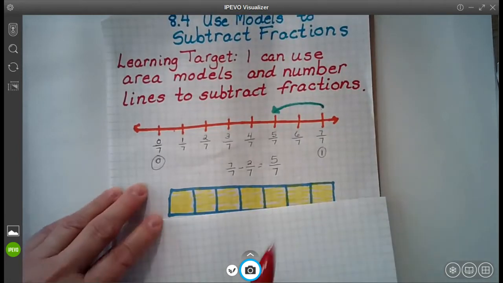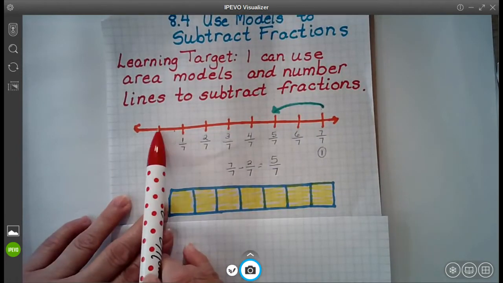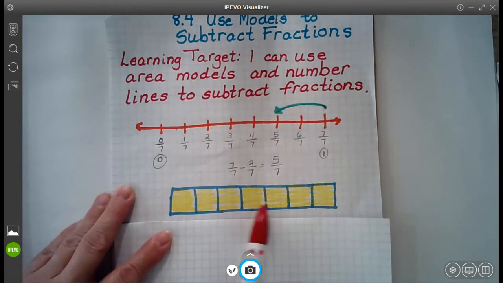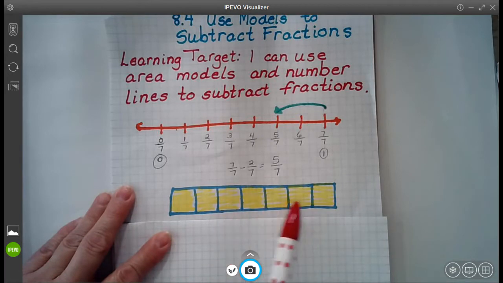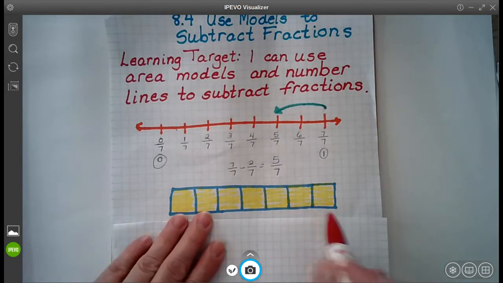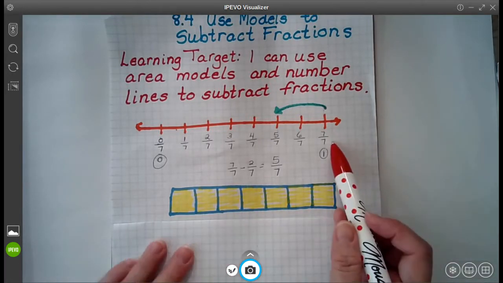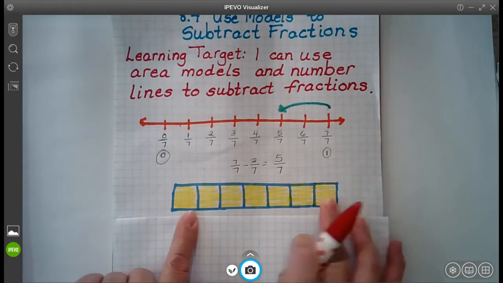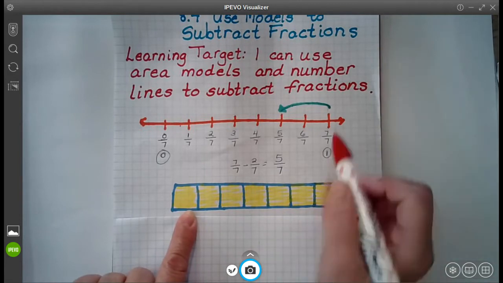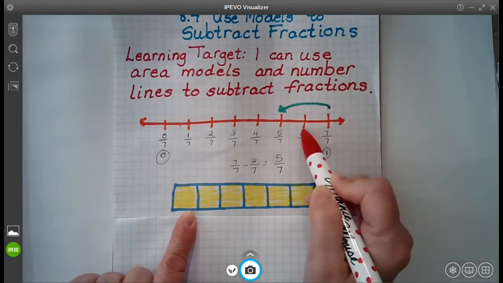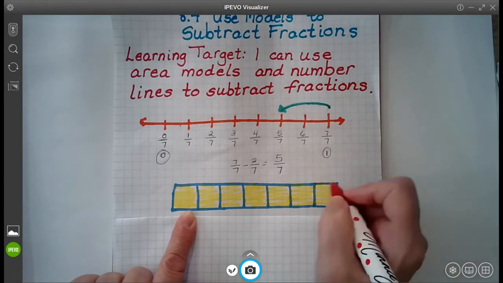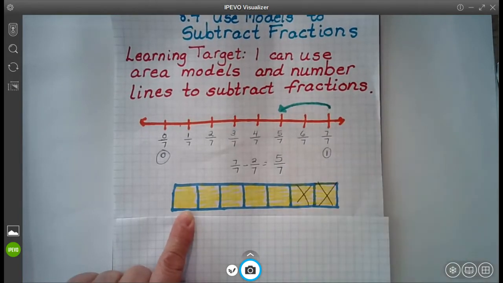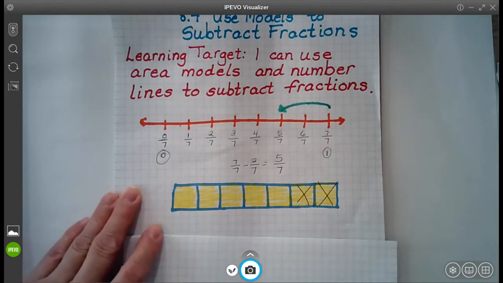So actually, this area model is the same as this number line. It's a rectangle that's divided up into 7 parts. 1, 2, 3, 4, 5, 6, 7. So let's go ahead and do the same thing. You do the same subtraction problem. Let's say we have 7 sevenths as this area model shows, and then we're going to subtract 2 sevenths. So let's go. All you're going to do is cross out 1 seventh, 2 sevenths. So what is left? 5 sevenths.